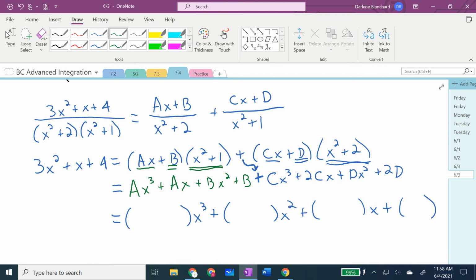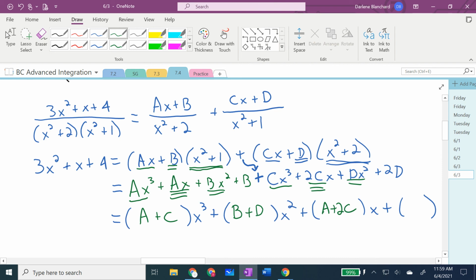And then the terms that have an x cubed are a plus c. For the x squared, b plus d. For the x, I have a plus 2c. And then for the constant, I have left over b plus 2d.